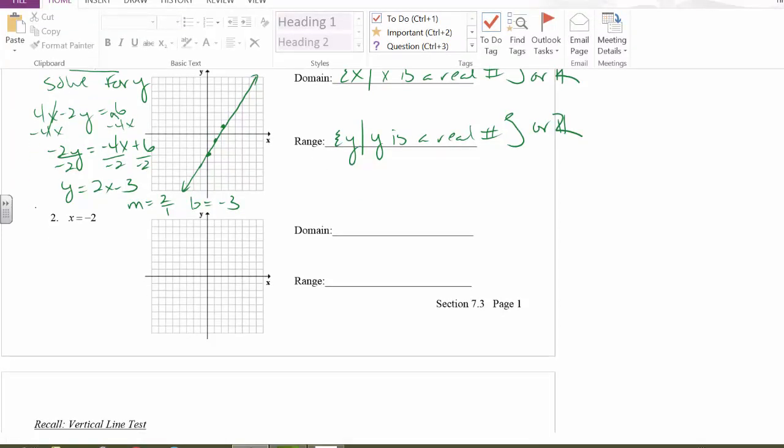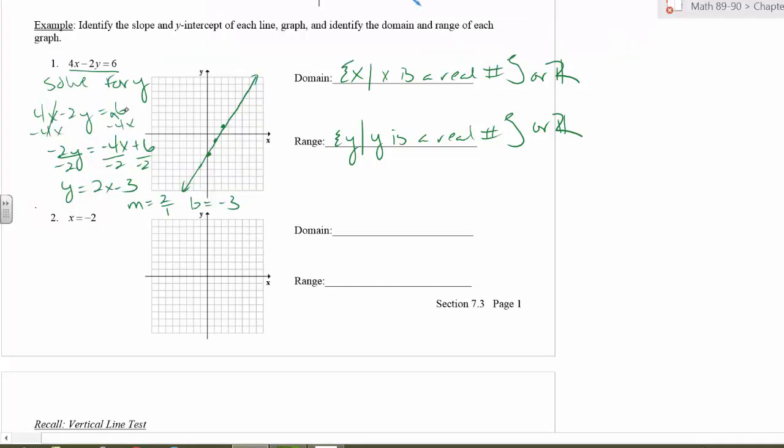Let's switch colors here, to get a different color as they're going to run into each other in a bit. Now, for number 2, we have sort of a special case because we have a vertical line, since x is equal to negative 2. And in that case, we have no y variable. And since there's no y variable, we just end up with a vertical line through negative 2 on the x-axis. So here's negative 2, and we just draw the line straight up and down.